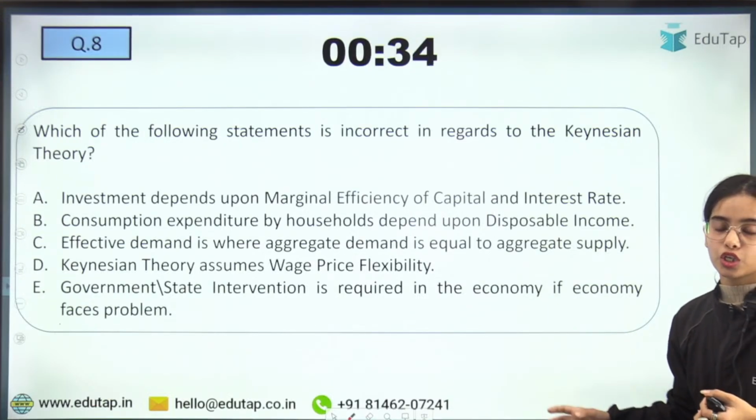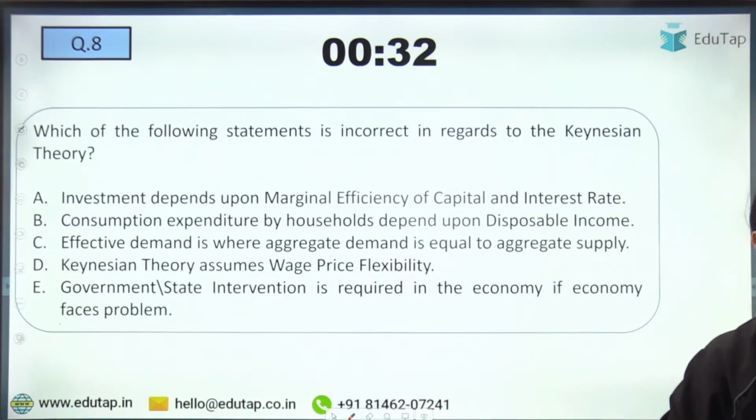Okay. Now coming to the next question, which of the following statements is incorrect in regards to the Keynesian theory? So if you know the Keynesian theory, these are some of the assumptions or the ideas under the Keynesian theory. Try to answer this.